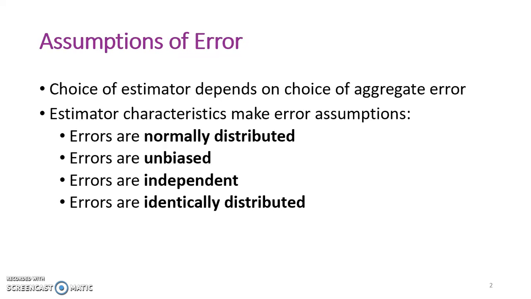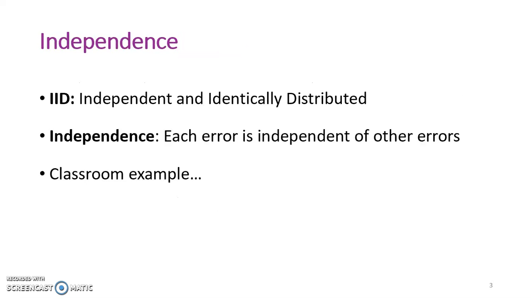We've already talked about what normally distributed and unbiased mean, so let's talk about the other 2 error assumptions. IID stands for independent and identically distributed. Typically, independence and identical distribution go hand in hand, and people test for both, but I'll explain what each one is individually. This abbreviation is commonly used in statistics, and as I just said, these assumptions are often considered together as a package.